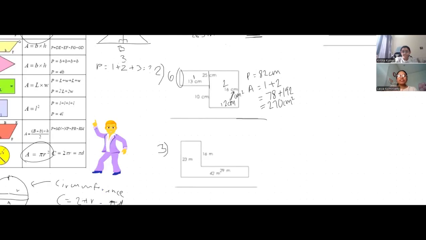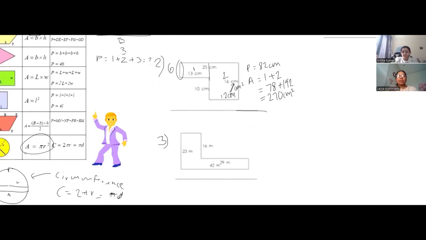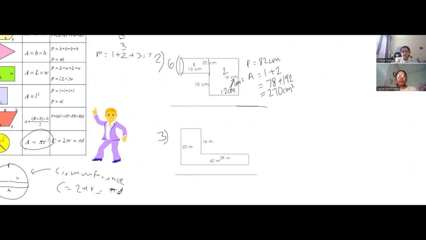Now let's look at the next question. Similar to the past two questions, we also draw a line to make finding the area much easier. First, let's find the perimeter. So we have 29, but we don't know the length of this. For this, you just subtract 23 minus 16, which would be 7 meters. Sorry about that, that's not a good M.